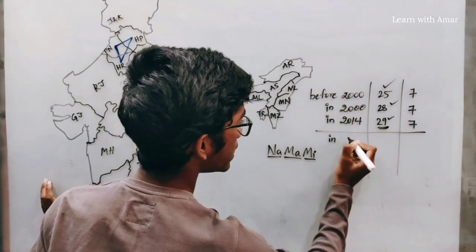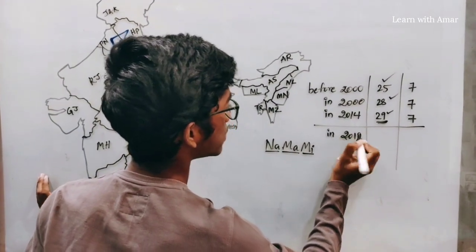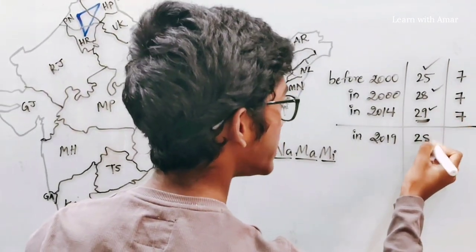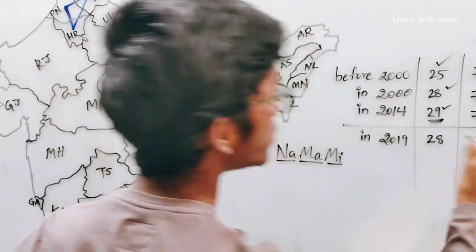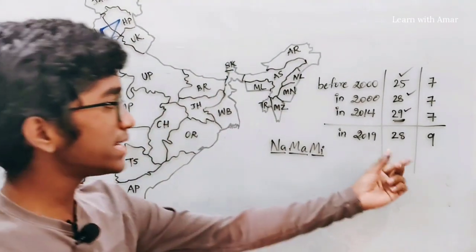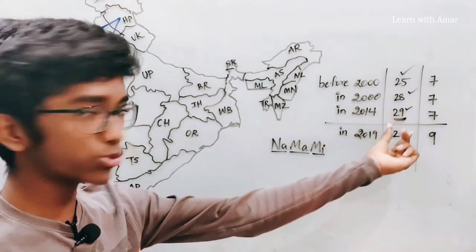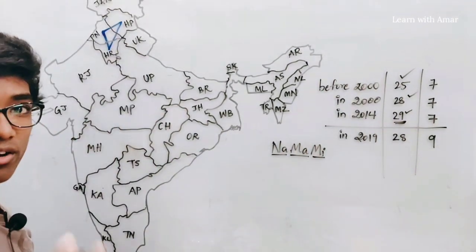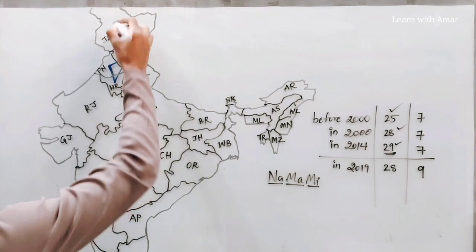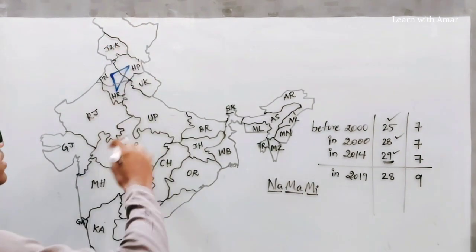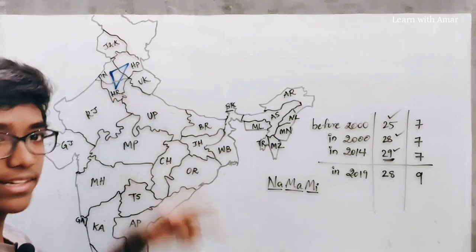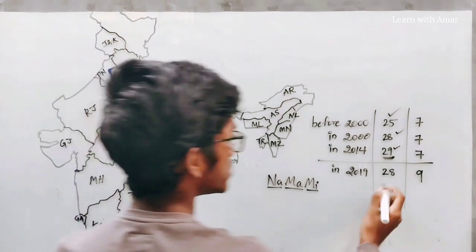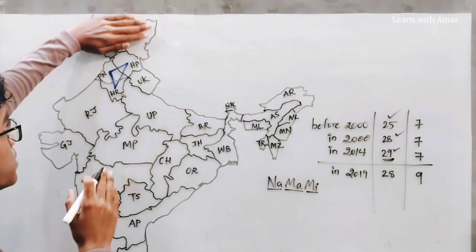Coming to 2019, these 29 states became 28 again and 2 more union territories were added. That means one state which was among these 29 was removed and divided into 2, and those 2 became union territories. Now what is that state? It is Jammu and Kashmir. It was divided into 2 and it became 2 union territories. So we will discuss union territories later. So 28 states currently. So Jammu and Kashmir is not a state.